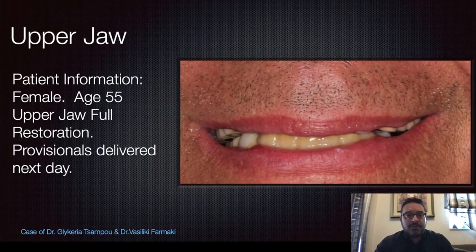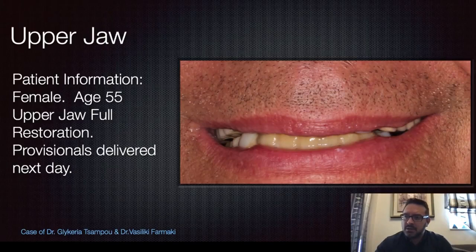This is a different case. This is a patient around 55. It's a full upper jaw restoration. In the clinical image that I'm going to show you in the next slide, you can see that there was a partial denture. There were some periodontal teeth with a metal ceramic bridge. Here we used reverse engineering.